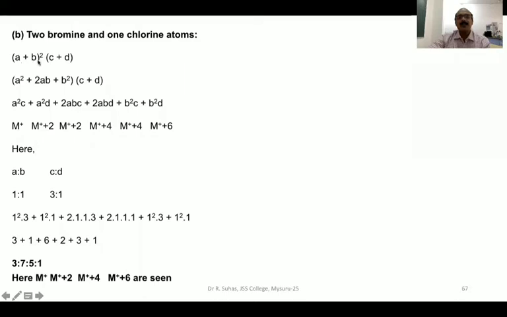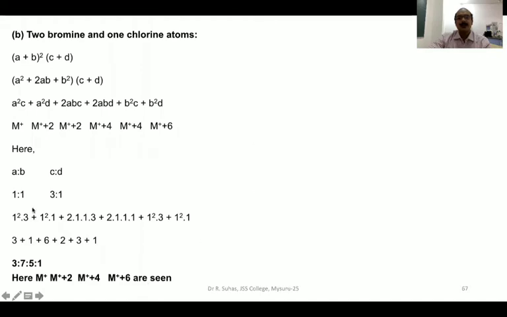So we can say (a + b)² × (c + d), for 2 and 1. So a² + 2ab + b², multiplied by (c + d). So it becomes this, and these are the peaks we are going to get. Here a:b will be 1:1, c:d will be 3:1. And when you substitute this in the final expression, you are going to get 3:7:5:1. So that is the peak intensity ratio, and the peaks are seen at M+2, M+4 and M+6.